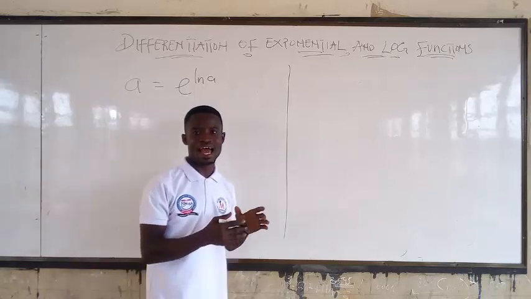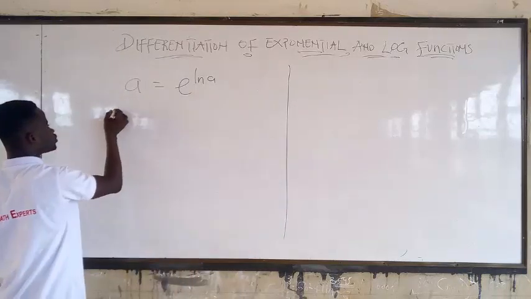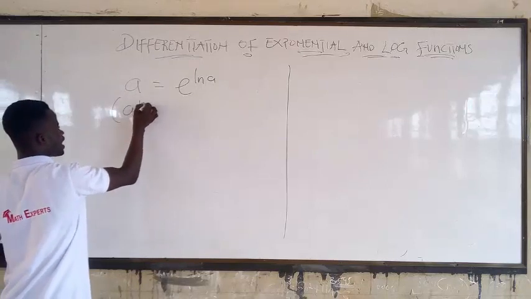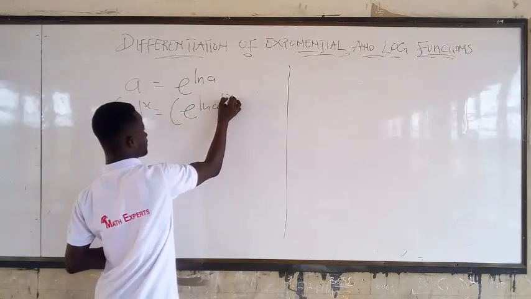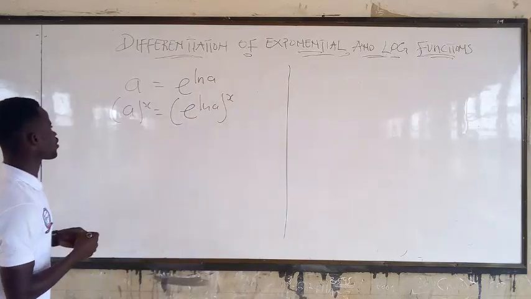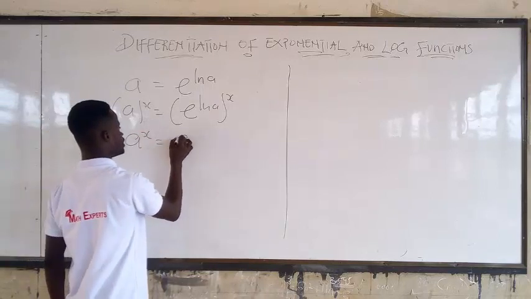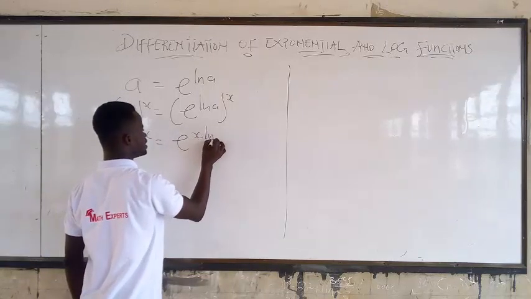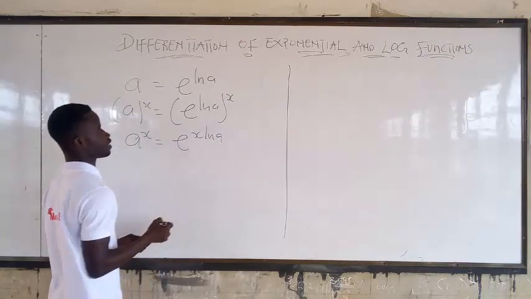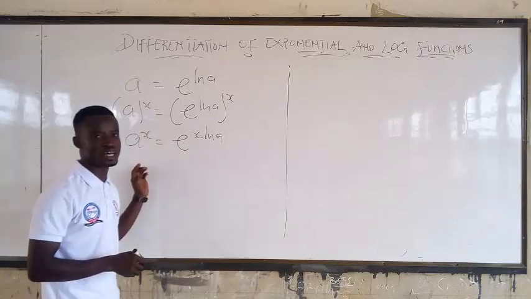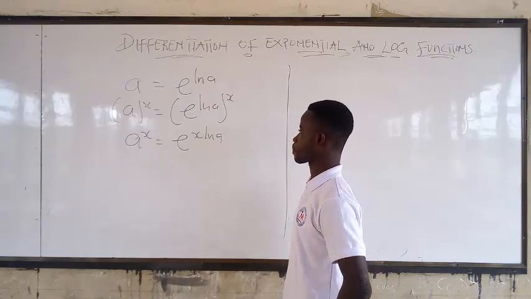Then let's multiply both sides by x and see what we are going to get. So multiply the whole of this by x, and we are going to get something like a raised to the power x is equal to e raised to the power x ln A. Okay. So what we are having in the left hand side is the same as what we are having in the right hand side.